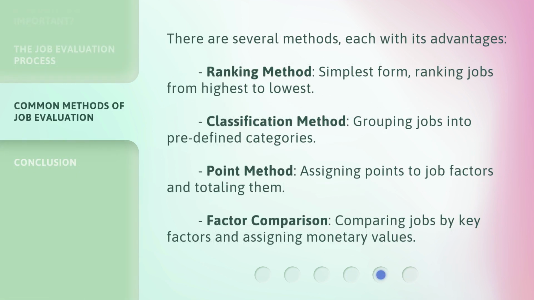There are several methods, each with its advantages. Ranking method, simplest form, ranking jobs from highest to lowest. Classification method, grouping jobs into predefined categories. Point method, assigning points to job factors and totaling them. Factor comparison, comparing jobs by key factors and assigning monetary values.